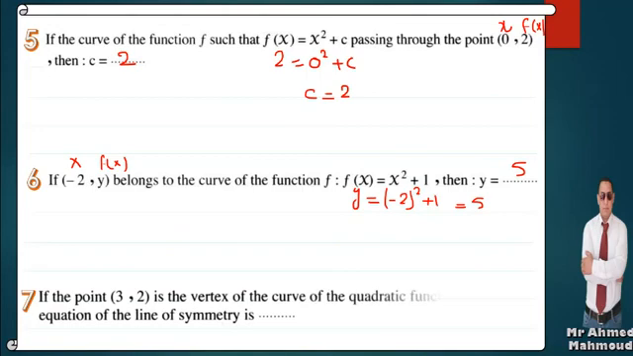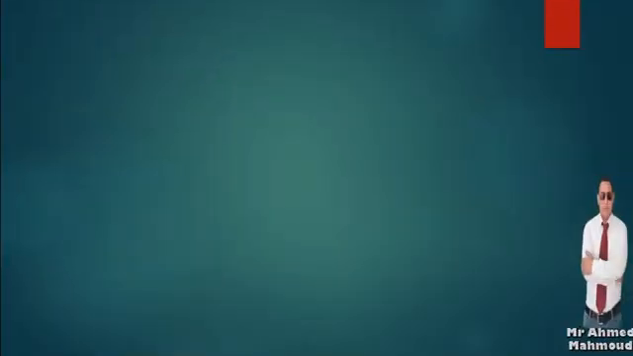The next one, 3 and 2 is the vertex of the curve. Okay, x and y. The vertex of the curve of quadratic function f, then the equation of the line of symmetry. As I said, the line of symmetry comes from here, from x. It will be x equals 3. Don't forget to write x.